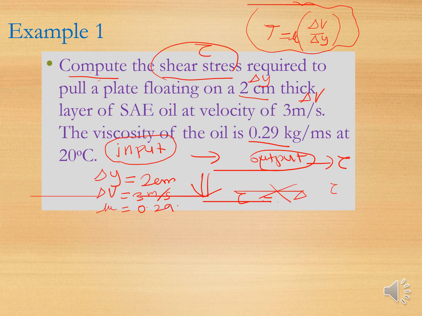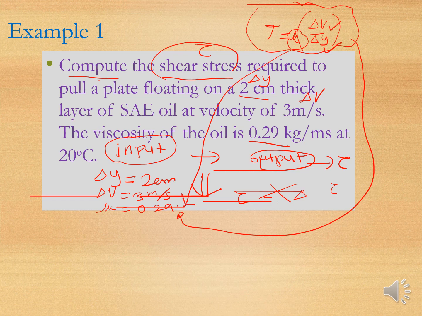Now compare this formula with the information provided from the question. Let's check it one by one. Delta Y: does the info have delta Y? Yes, which is 2 cm. Delta V: does the info have delta V? Yes, it is 3 meters per second. What about viscosity? Is the dynamic viscosity provided? Yes, it is provided, which is 0.29 in this case.